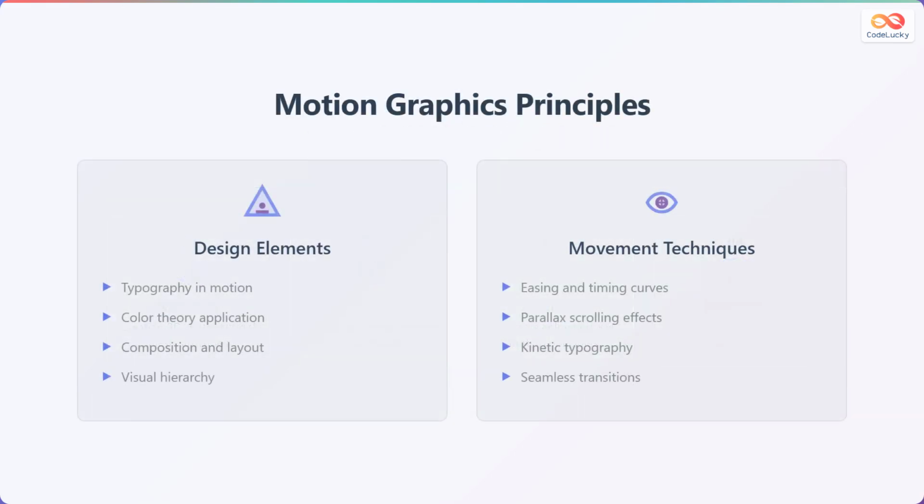Motion graphics combine design elements with animation techniques to create compelling visual communications. Design elements include typography and motion, where text becomes an animated element that enhances storytelling and information delivery. Color theory application ensures that animated graphics maintain visual harmony and effectively convey the intended message. Composition and layout principles guide how elements are arranged and move within the frame, while visual hierarchy helps direct the viewer's attention to the most important information.